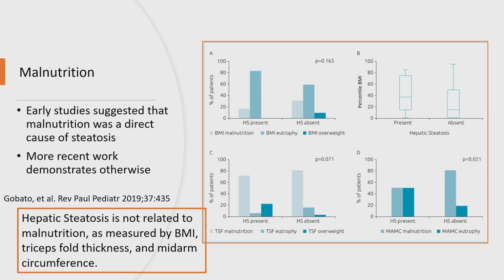So let's look at malnutrition. Early studies suggested that malnutrition was a direct cause of steatosis. However, more recent studies, and here I have one from 2019, showed that it perhaps is not due to malnutrition. Hepatic steatosis in this study was not related to malnutrition as measured by the BMI, triceps skinfold thickness, or mid-arm circumference.